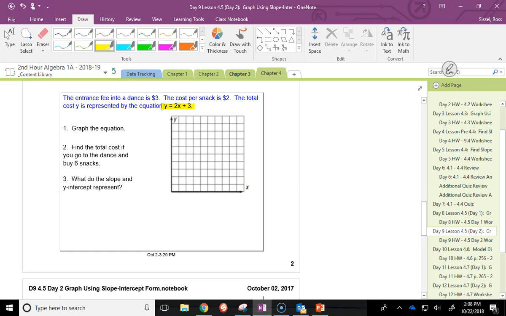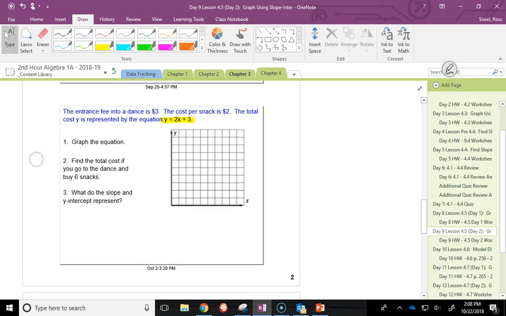A couple things I want to point out, though. On this, the entry fee to a dance is $3. When they give us this total, this is going to be our y-intercept, or, as in our equation, this will be our b. The cost per snack, when we see the word per, that's usually going to give us a little sign that we're probably seeing our slope, because slope is going to be timesing by our x. So I'm going to see that this 2 is going to end up being my slope. That is what's being times by x.